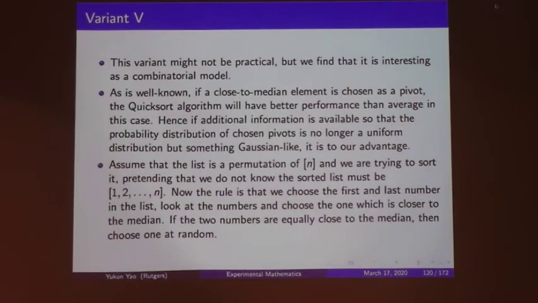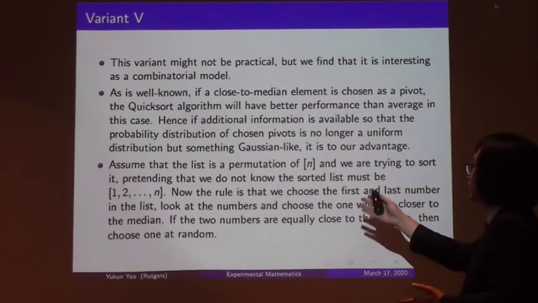Then we have variant 5. This one might not be practical, but we find it interesting as a combinatorial model, because in quicksort, if we can choose an element which is closer to the median as a pivot, then the performance will be better than average. So if there is additional information so that we can choose a pivot not uniformly, but maybe something like Gaussian, it is to our advantage.